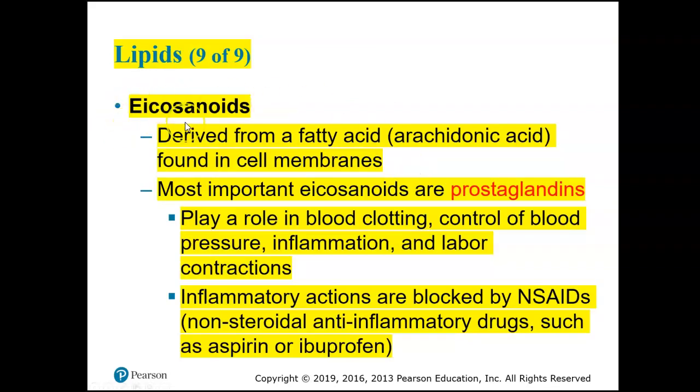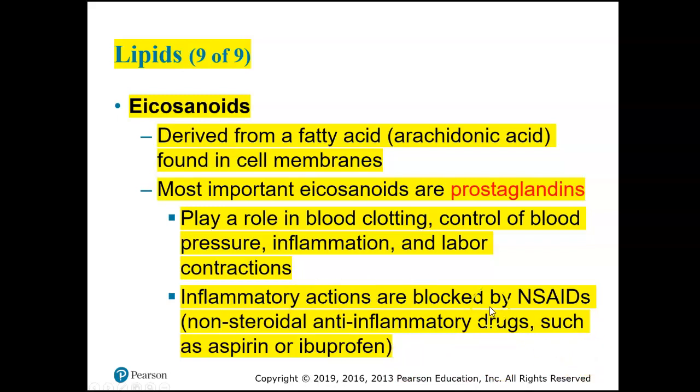Now, our last example of lipids are eicosanoids. They're derived from a fatty acid called arachidonic acid that's found in plasma membranes or cell membranes. The most important eicosanoid are prostaglandins, and they play a role in blood clotting, controlling blood pressure, inflammation, which happens when we have an infection, and labor contractions.